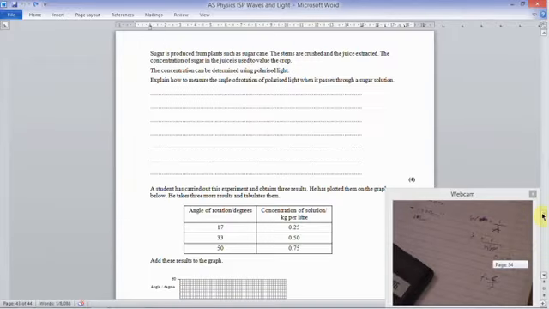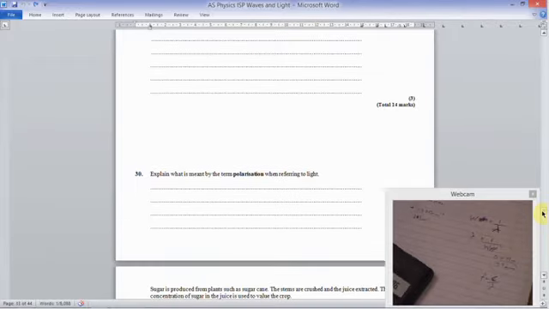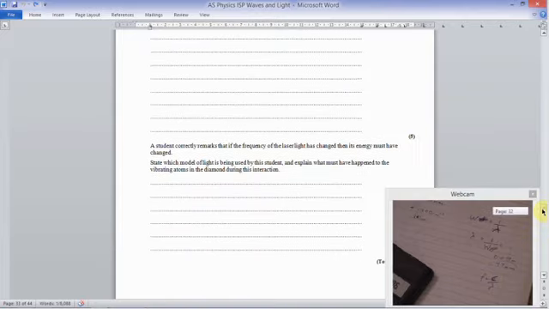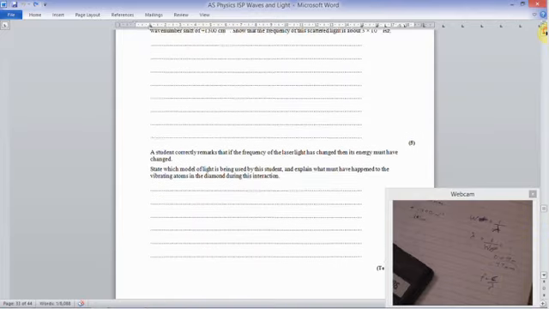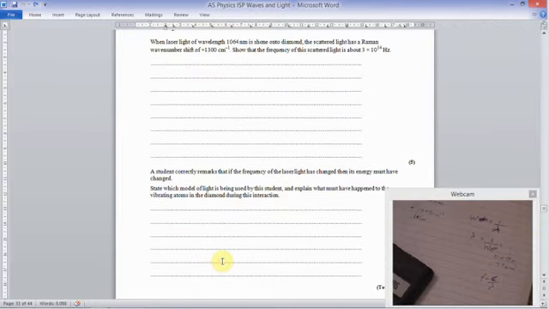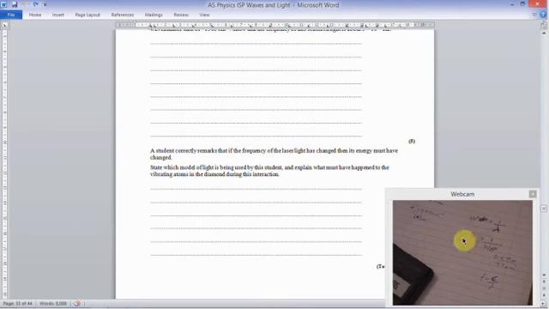Okay, next one. Remember, add your wave numbers together before you do your frequency calculation. That's the only difference. A student correctly remarks that the frequency of laser light is changed and the energy must change. State the model of light that is being used by the student. Explain what must have happened to the vibrating atoms in the light-matter interaction. E equals hf is the idea they're using. Essentially, they're using the particle model of light. So each photon of light must have more energy, and each vibrating atom is going to vibrate faster at a higher frequency, therefore having more energy.